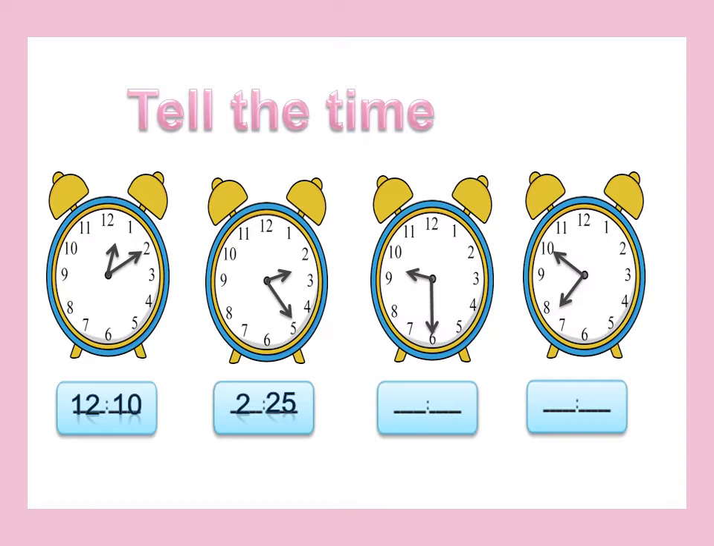Okay, the next one. The short hand is almost on 9. So it's 9 and how many minutes? It's half past 9. So it's 30 minutes. And we can also count from the first. 5, 10, 15, 20, 25, 30.